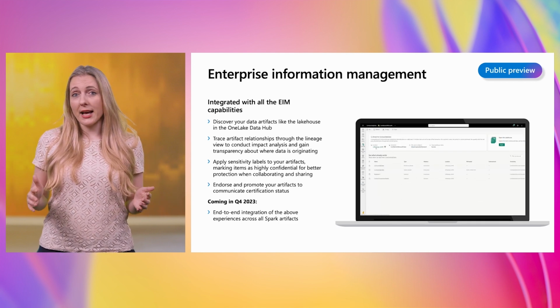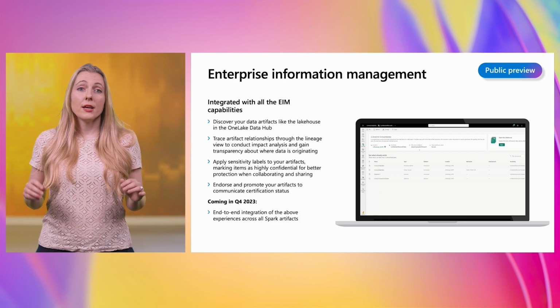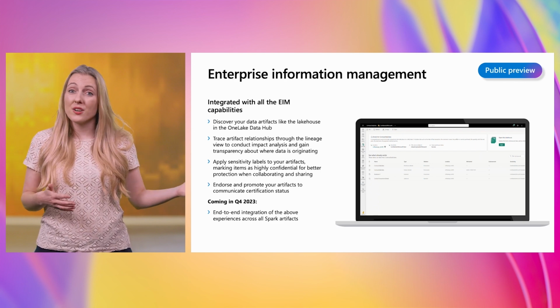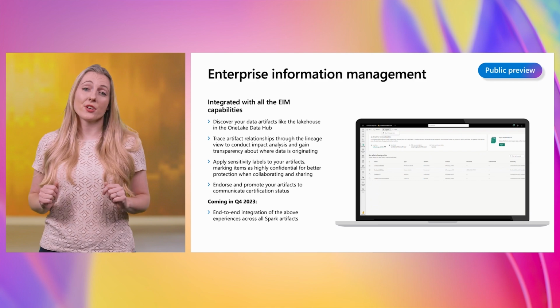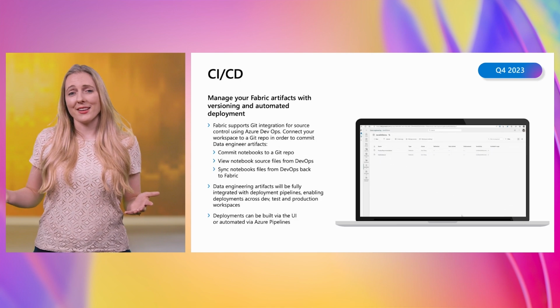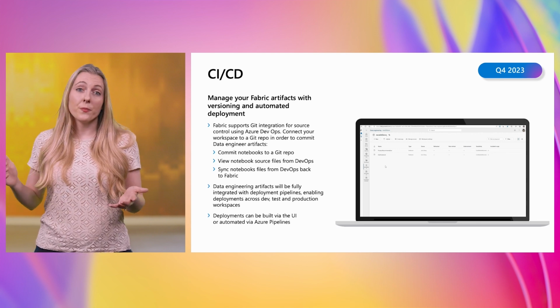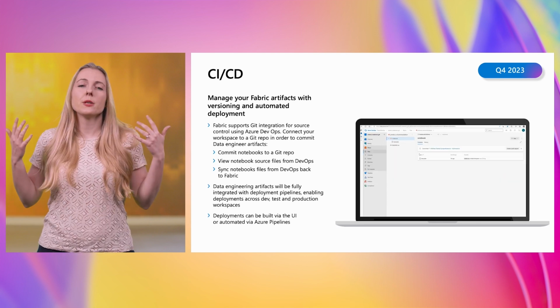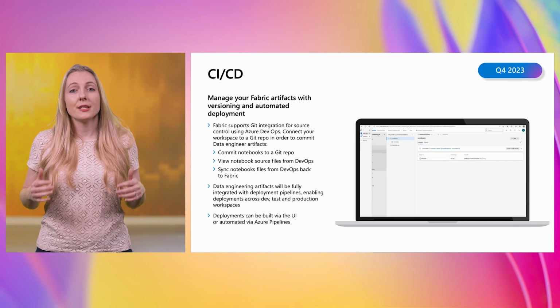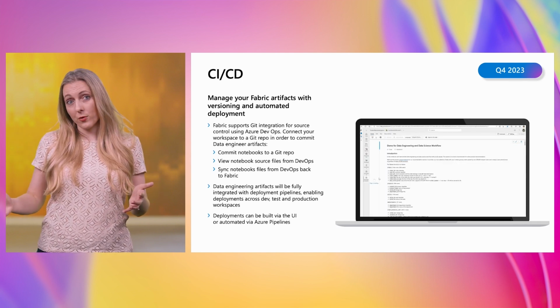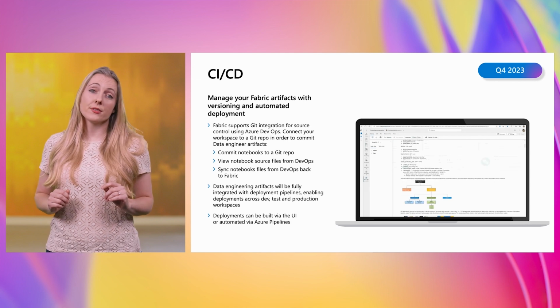You can discover your lakehouses in the OneLake Data Hub. You can apply sensitivity labels to your notebooks. You can trace lineage of your Spark jobs. Another top-of-mind area is CI/CD. Users are able to connect their workspace to a Git repo, and later this year, they'll be able to commit all their data engineering items, including notebooks, in their native file format, along with any source files.